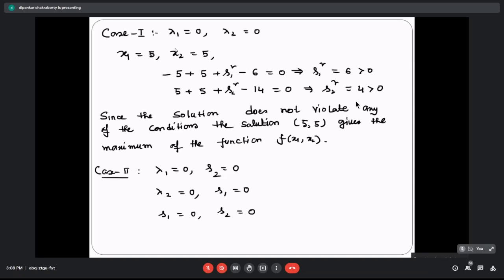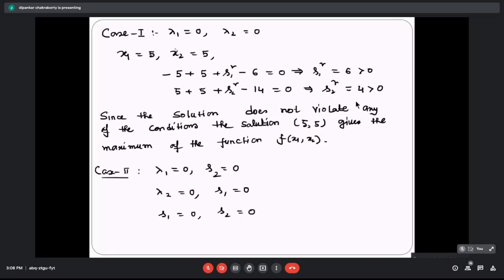Now, when I assume lambda 1 equal to 0 and lambda 2 equal to 0, what am I doing? I am removing the constraints. That means the problem we solved does not depend on the constraints. We have assumed it is an unconstrained problem, solved it, and got the solution. Are you getting my point?